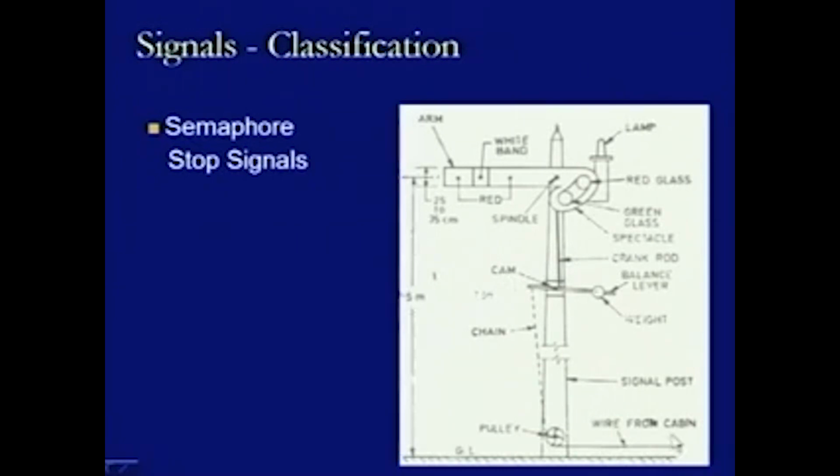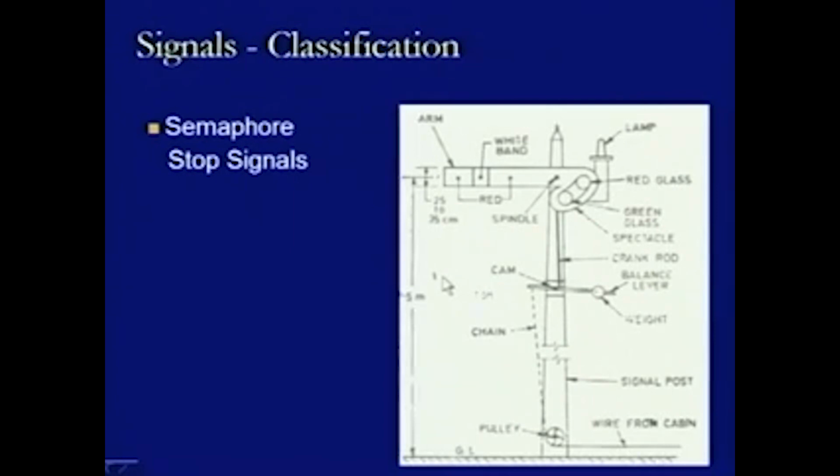Now, on the basis of whether this wire is being stretched or the tension is being given to this wire, this will operate this chain, and this chain will further operate the cam, and with this help it will go up and this will come down, and that is how this semaphore stop signal works.